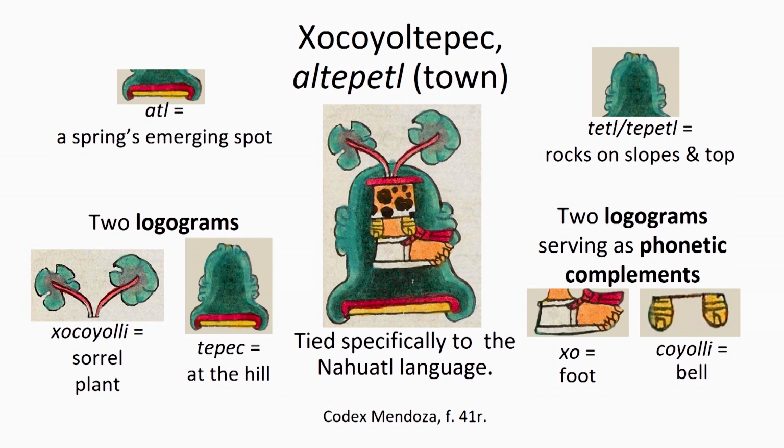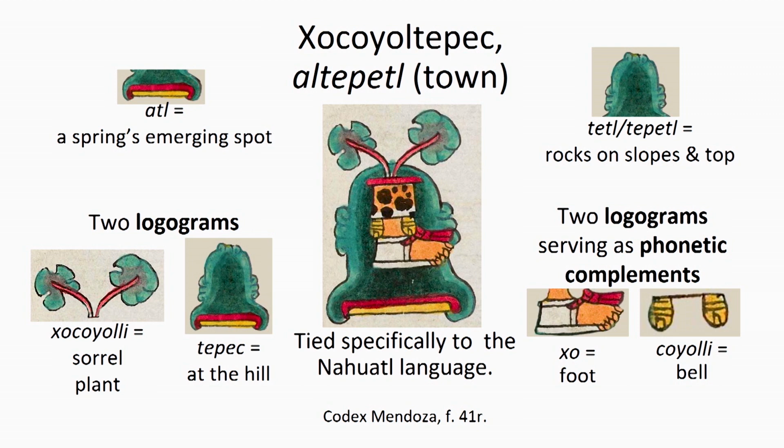I just want to add a little bit about the Tepec hill, this dark green bell-shaped thing behind the foot. It starts with te, and the te comes from those curly stones, tet, around the top and the slopes of the hill. And at the bottom, there are these red and yellow horizontal lines, and that's where, if there were a natural spring, it would come from.